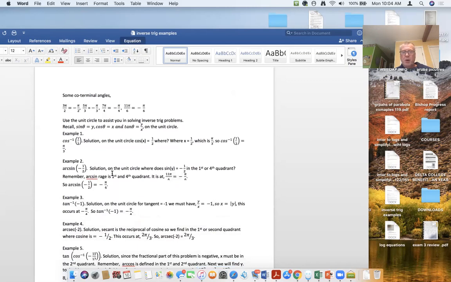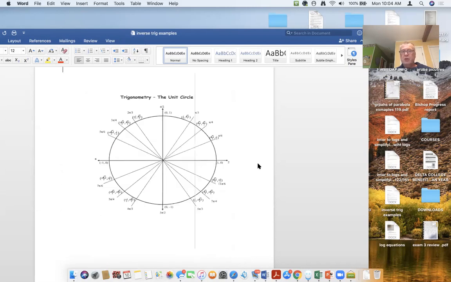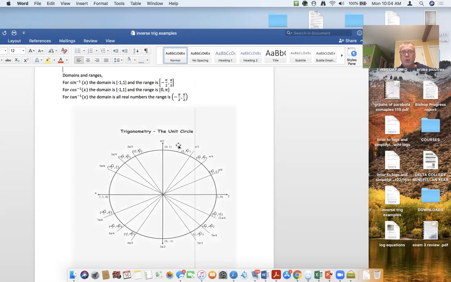Our second example, arc sine of minus 1/2. Now remember, arc sine is the same thing as sine inverse. Sine inverse, the range is defined from the fourth quadrant through the first quadrant. I look for a place where, since it's sine inverse, y is minus a half. Y is minus a half here at 11 pi over 6, which we talked about as being co-terminal with minus pi over 6. So that would be our answer there.